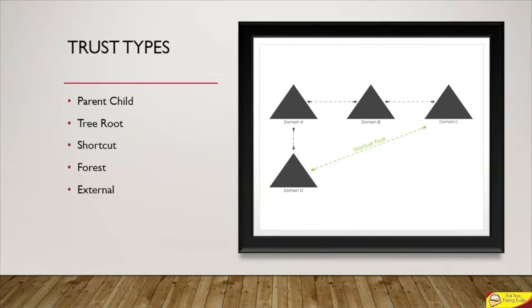Next, we can have an external trust, and these are non-transitive one-way trusts that are used to access resources in an NT 4.0 domain or a domain in another forest that does not have a forest trust established. So you can create these external trusts between two different domains that aren't trusting, or the forests don't trust each other.